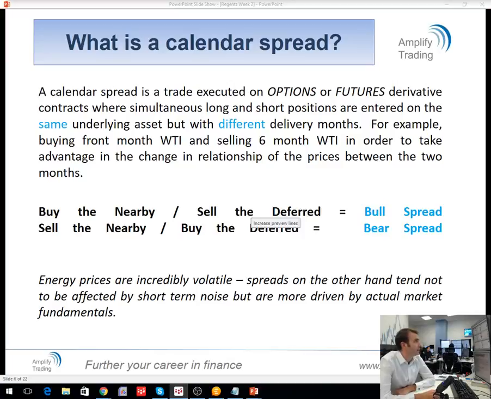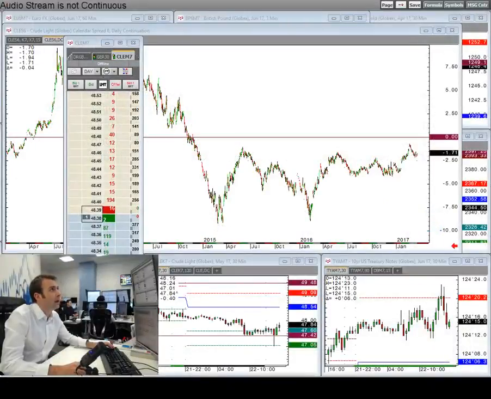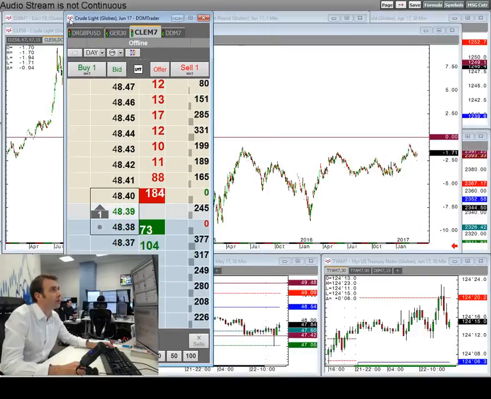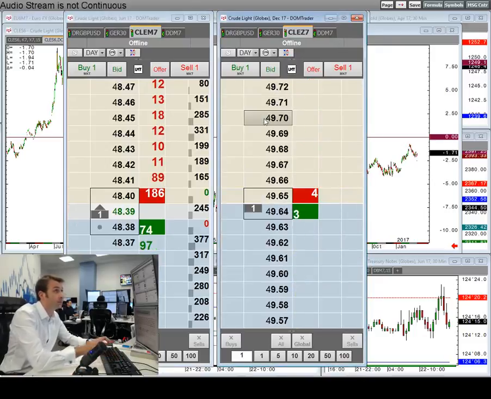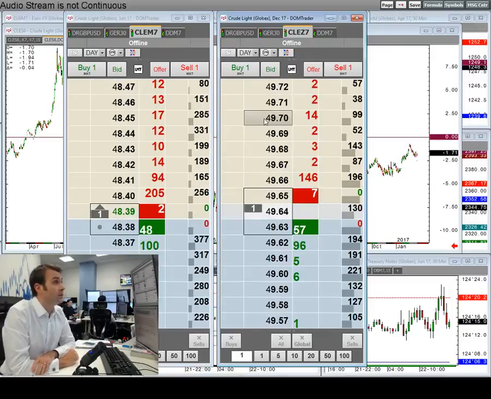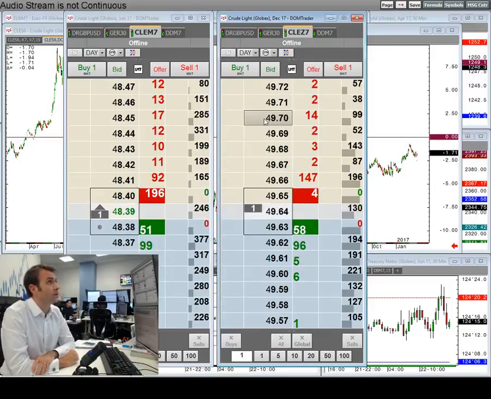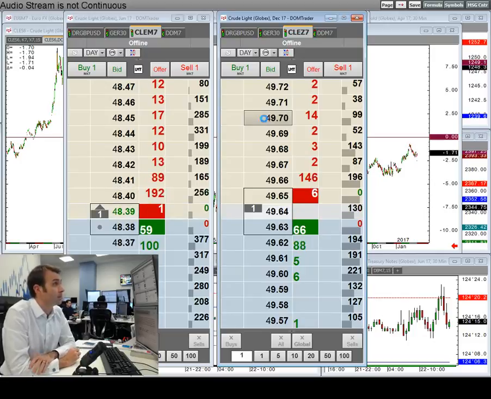And you can see this and why it would work if, for example, we look at the price of oil in June. If you just type CLEM on your ladder, you can find the price of oil in June. So here we're looking at price of oil in June is $48.39. And if you look at the price of oil for December delivery, the code for that will be CLEZ. And there you can see the price of oil is $49.64. So the price of oil in December, CLEZ, is approximately $1.25 higher than the price of oil in June. Okay, that should make sense.